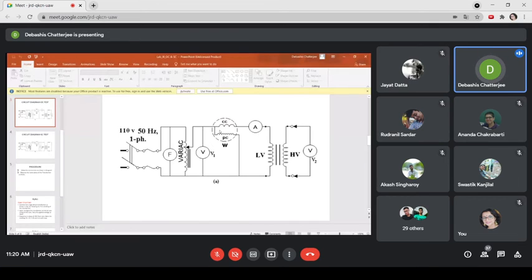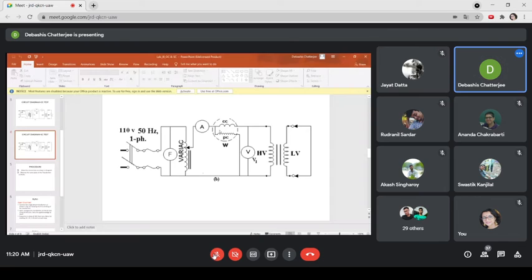Similarly, in the short circuit test, the wattmeter reads what? Copper loss, primary or both? Both. Both, correct. So it's okay.